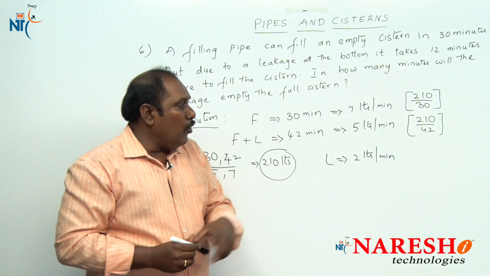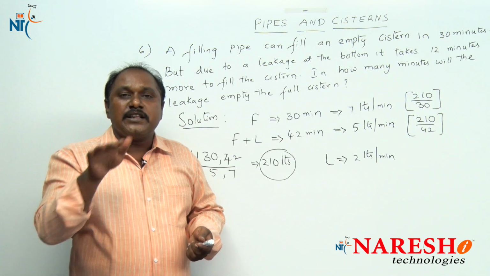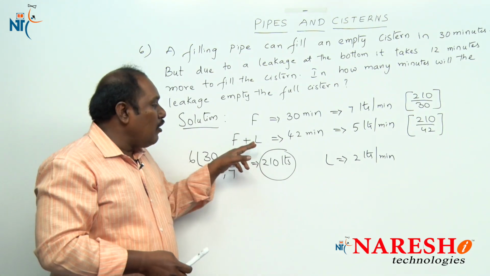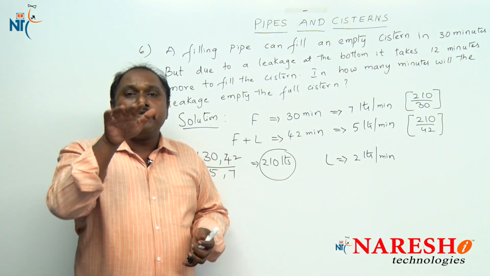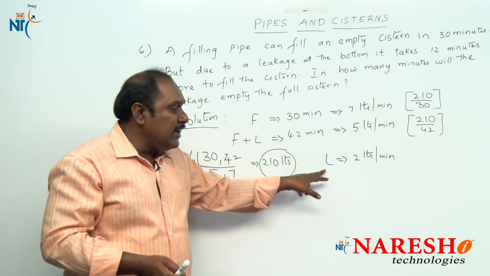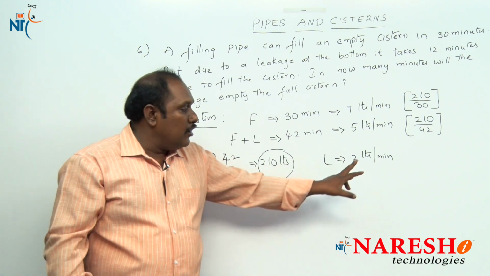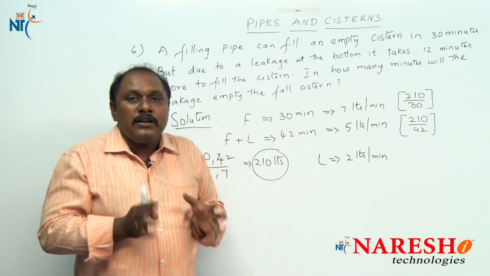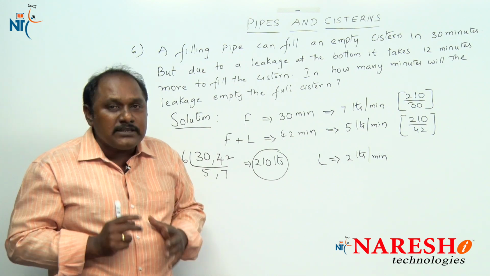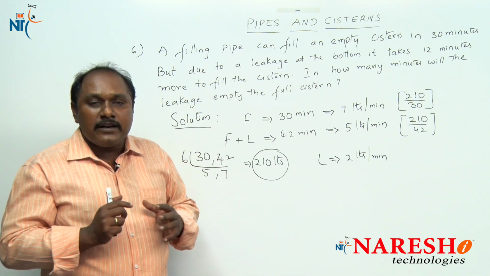Once again, only filling pipe will fill 7 liters per minute. Along with the leakage, only 5 liters are filled in the tank. That is, this leakage is emptying 2 liters per minute. Now the question is, to empty the complete cistern, how many minutes will it take?